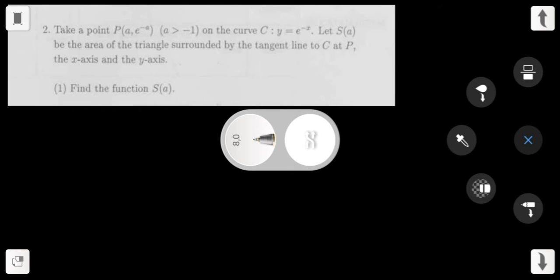Okay, it is on this curve, so it makes part of this curve. And let S of A be the area of the triangle surrounded by the tangent line to C at point P. So what does he want? What does he mean with this part?